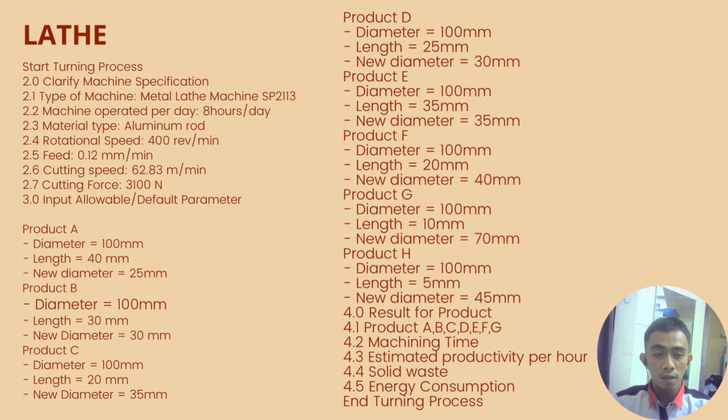Product A is diameter 100 mm, length is 20 mm, and new diameter is 40 mm. Product G, diameter is 100 mm, length 10 mm, new diameter is 70 mm. And the last part is product S, diameter is 100 mm, length 5 mm, new diameter is 45 mm. Result for product A, B, C, D, F, and G: machining time, estimated productivity per hour, solid waste, energy consumption, and end turning process.